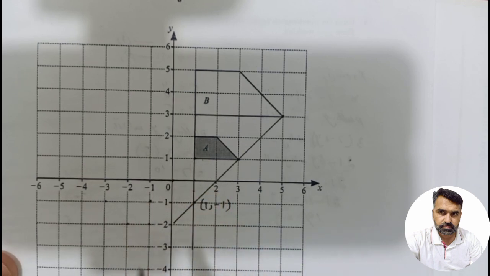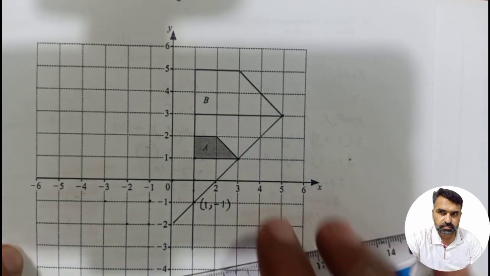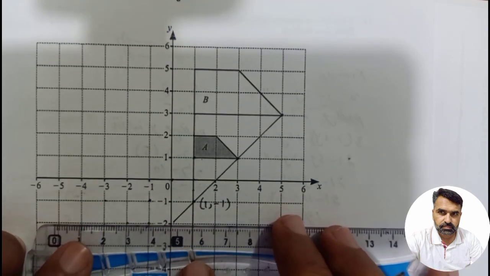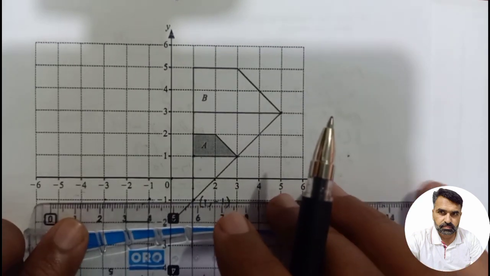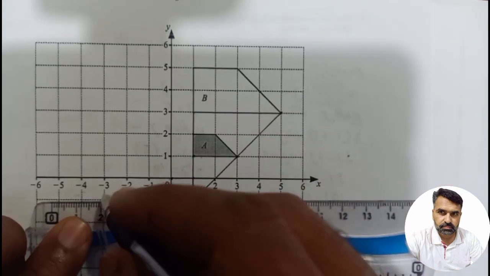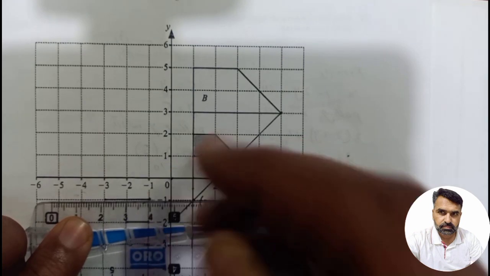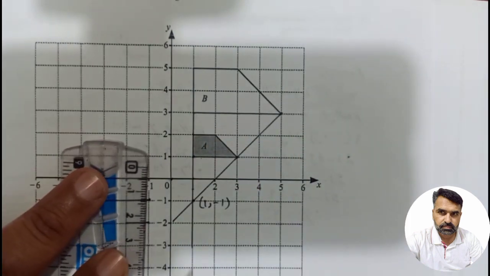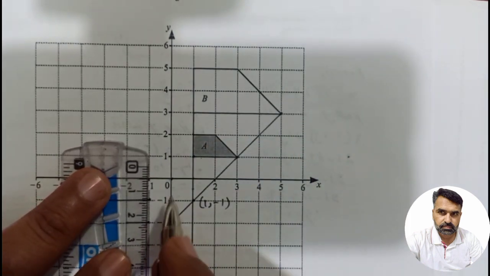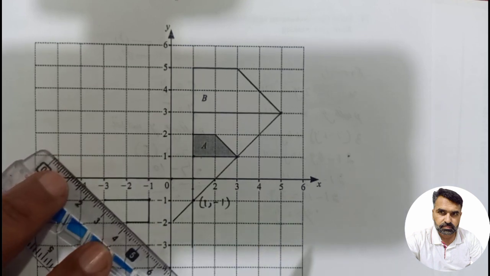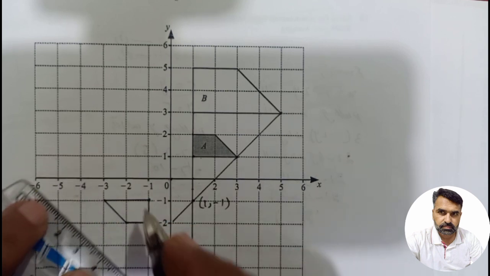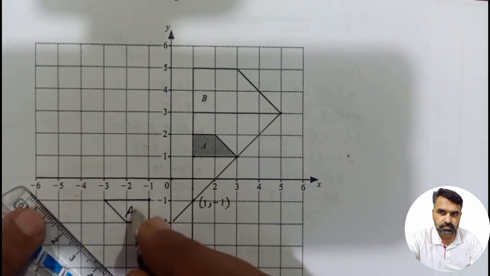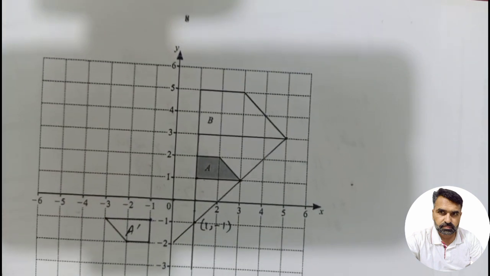Now students, we will join these 4 points with the help of a ruler, and this is the image of shape A after rotating 180 degrees about the origin, and it is A prime. It is question number 12.